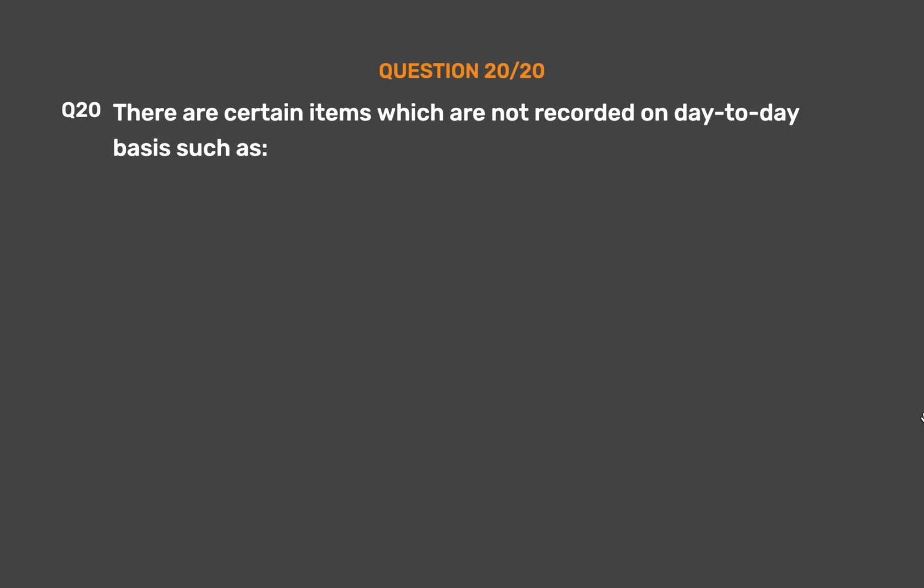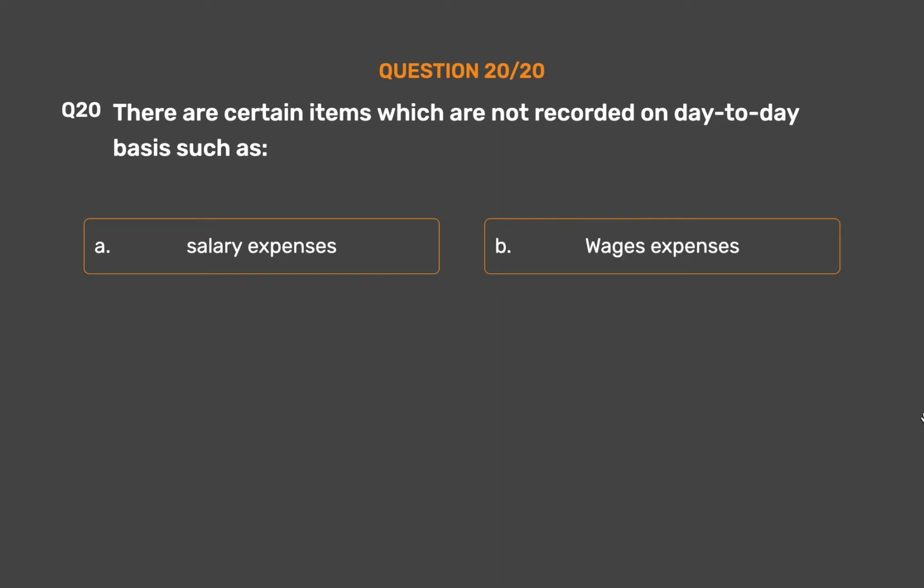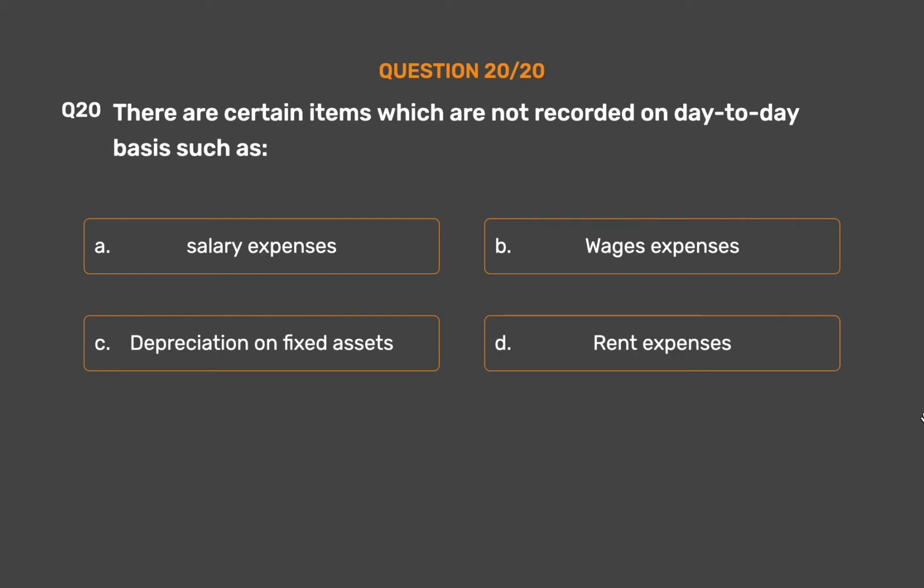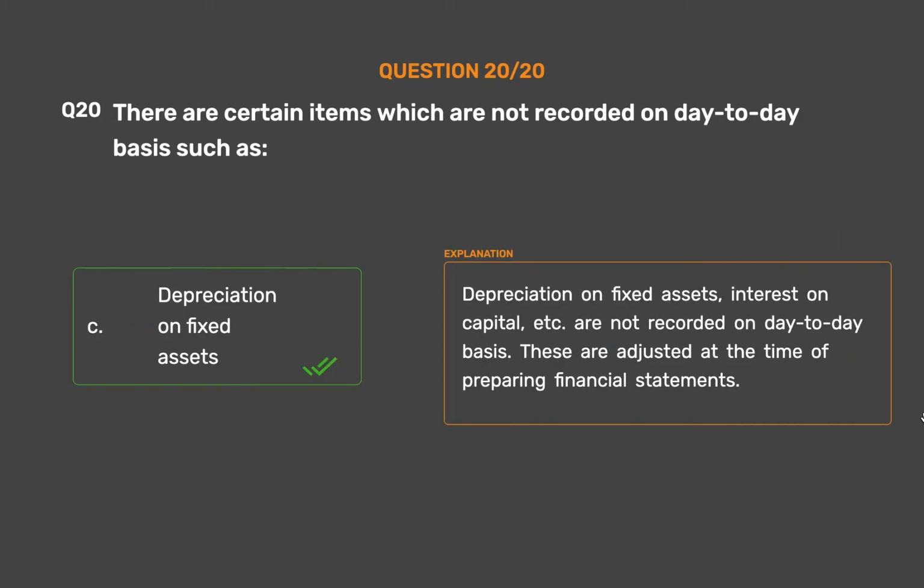Question number 20. There are certain items which are not recorded on day-to-day basis such as: Option A, salary expenses. Option B, wages expenses. Option C, depreciation on fixed assets. Option D, rent expenses. The correct answer is option C, depreciation on fixed assets. Depreciation on fixed assets, interest on capital, etc. are not recorded on day-to-day basis. These are adjusted at the time of preparing financial statements.